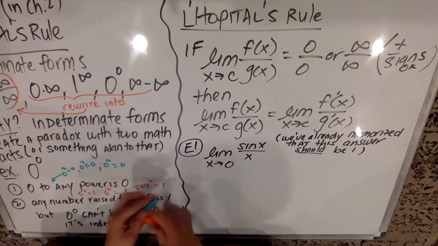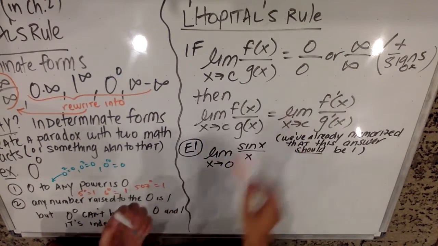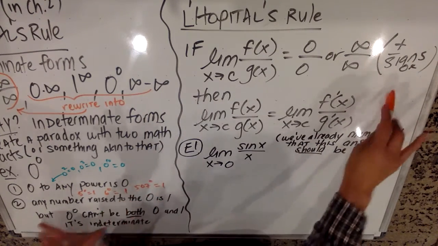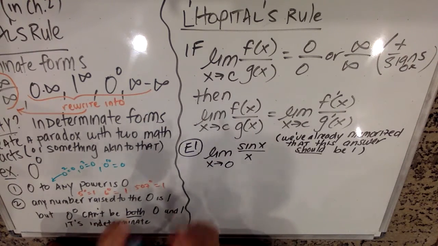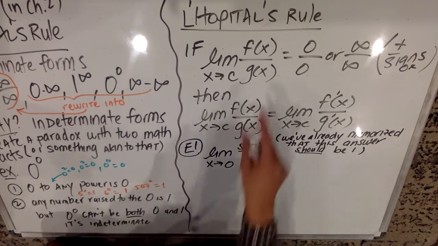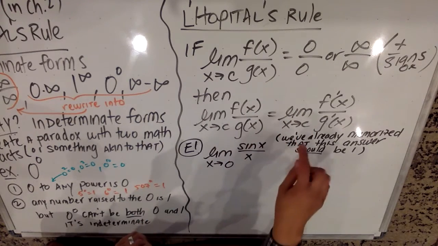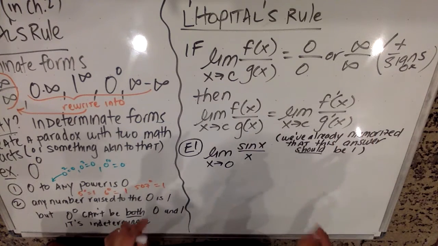If the limit as x approaches c of f of x over g of x is one of those two indeterminate forms, 0 over 0 or infinity over infinity, again, plus or minus signs are irrelevant, we don't care, then you are allowed to do a thing that is not the quotient rule, because you're not differentiating this whole expression. What you're doing is that limit is the same as the limit as x approaches c of f prime of x over g prime of x.